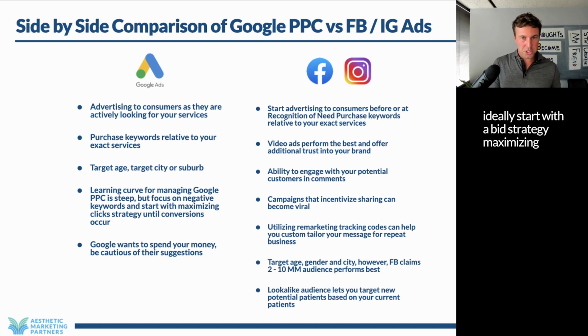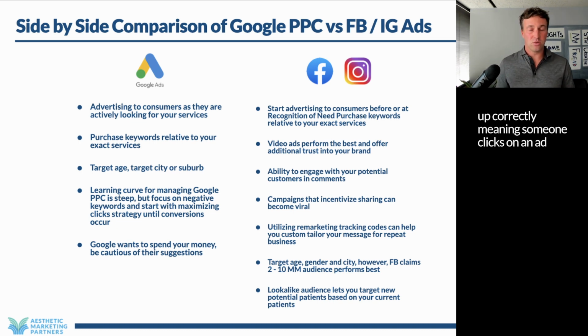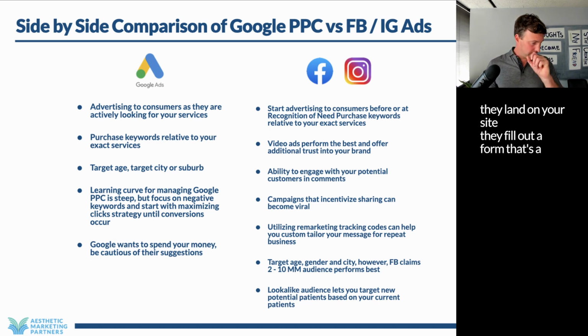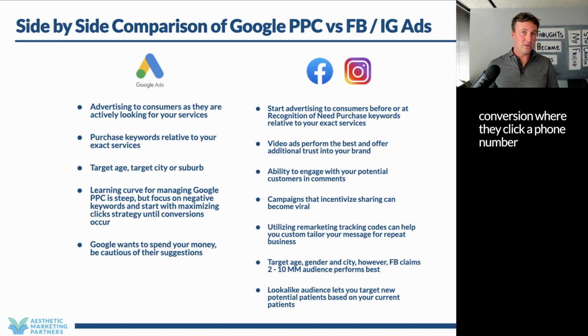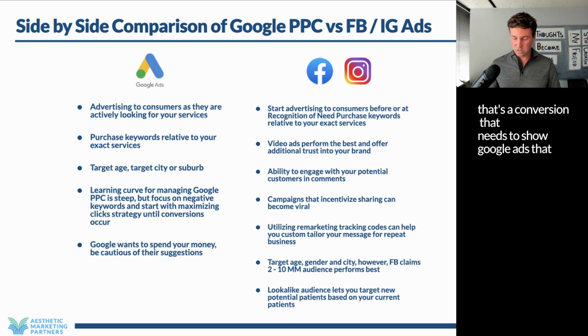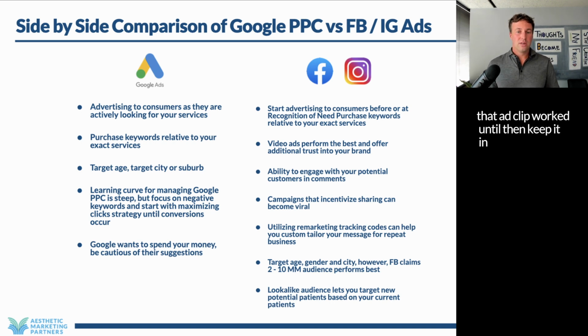Ideally, move to a bid strategy of maximizing conversions once your conversion tracking is set up correctly, meaning someone clicks on an ad, they land on your site, they fill out a form, that's a conversion. Or they click a phone number, that's a conversion. That needs to show Google Ads that the ad click worked. Until then, keep it as maximizing clicks.